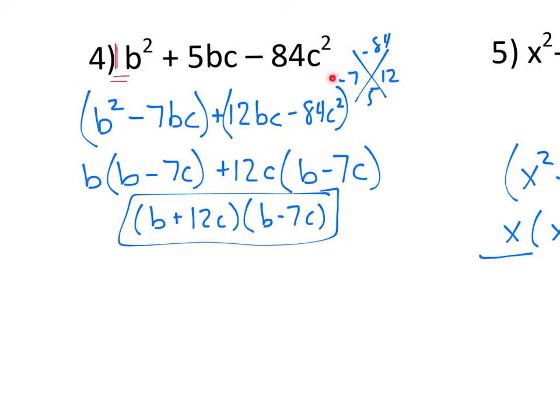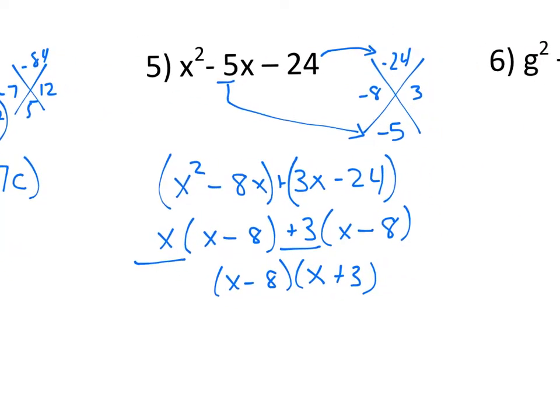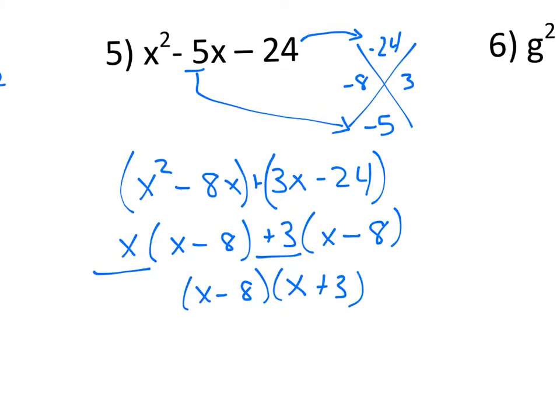Now we do have to be cautious with the variable out back. We've got to include that out back as well. Okay, and so the last example to look at here before we flip over. So number 5, again, I have a 1 out front, and so my factors are -8 and 3. I come down here, my answer is a -8 and a 3. All right, so let's look at the second page here. So flip over.